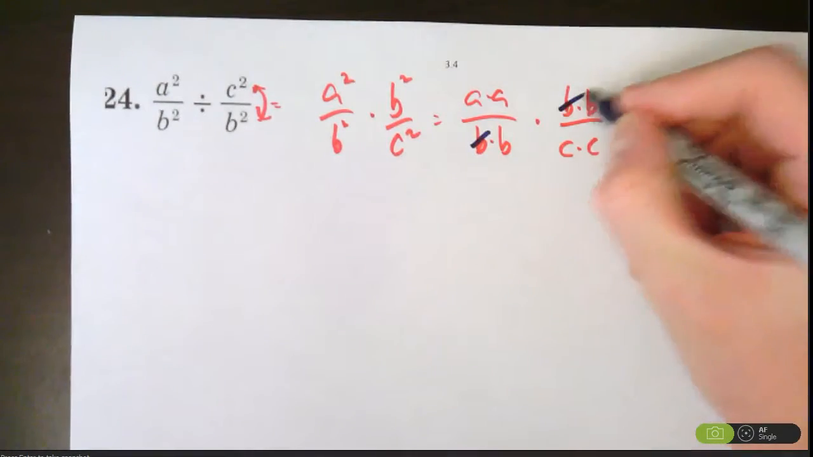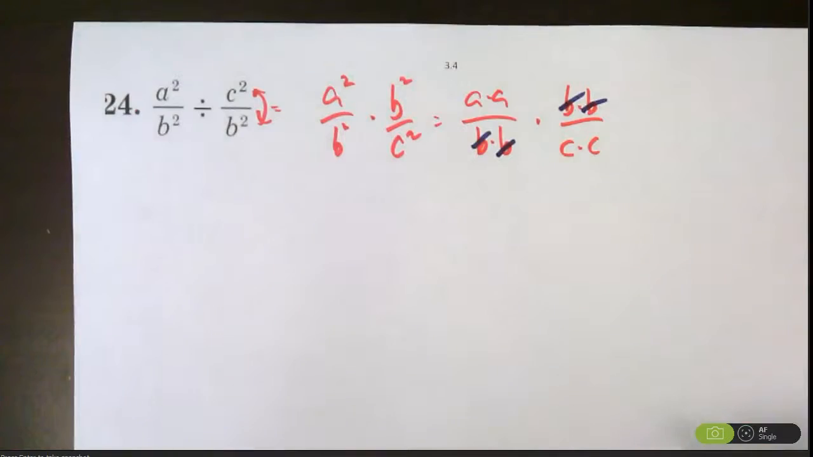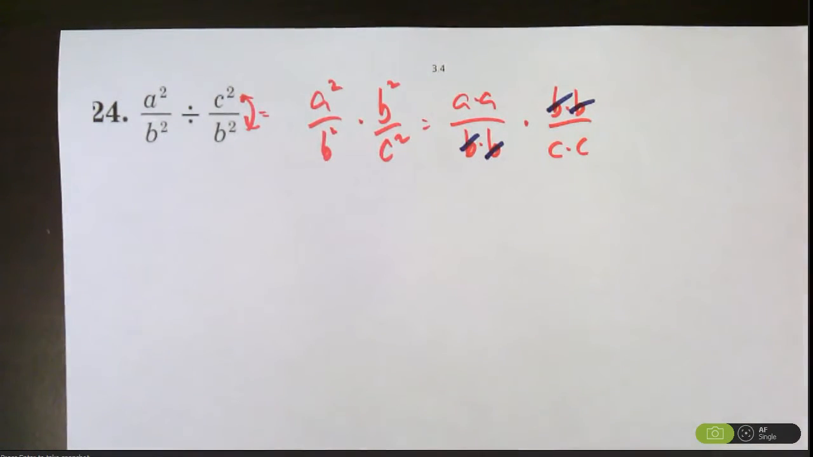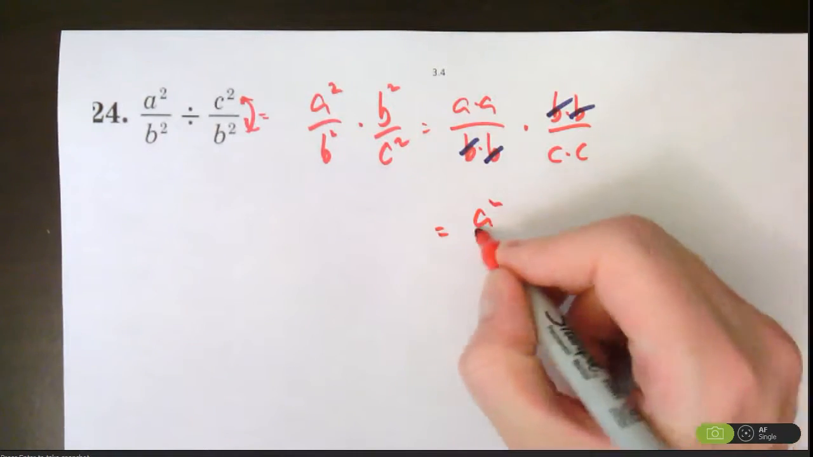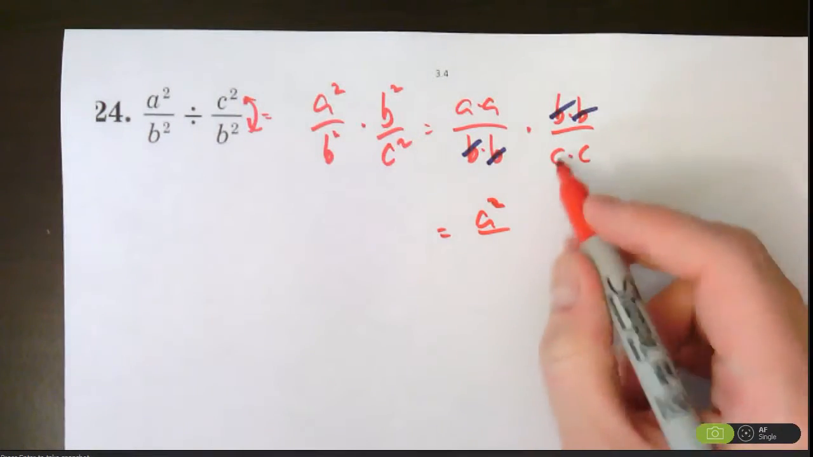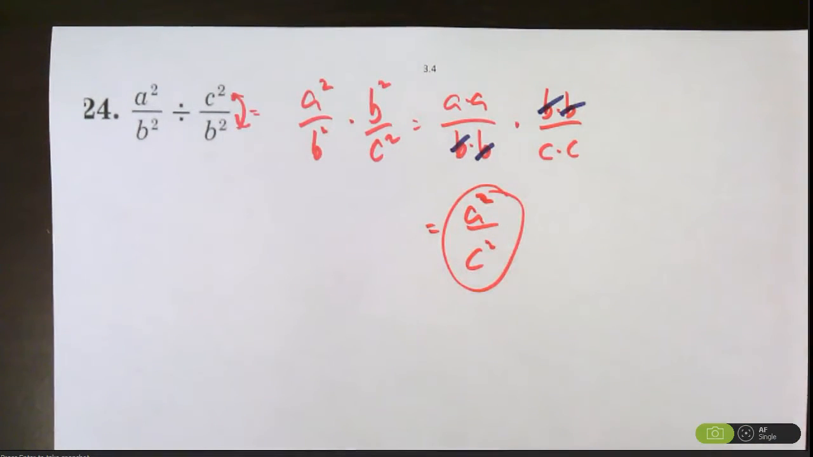So I have 1 b on bottom, 1 b on top. 1 b on bottom, 1 b on top. And that's actually it. Nothing else can be done. So now I'm left with a times a on top. Well, a times a is a squared. And then c times c on bottom, which is c squared. So we get a squared over c squared for number 24.